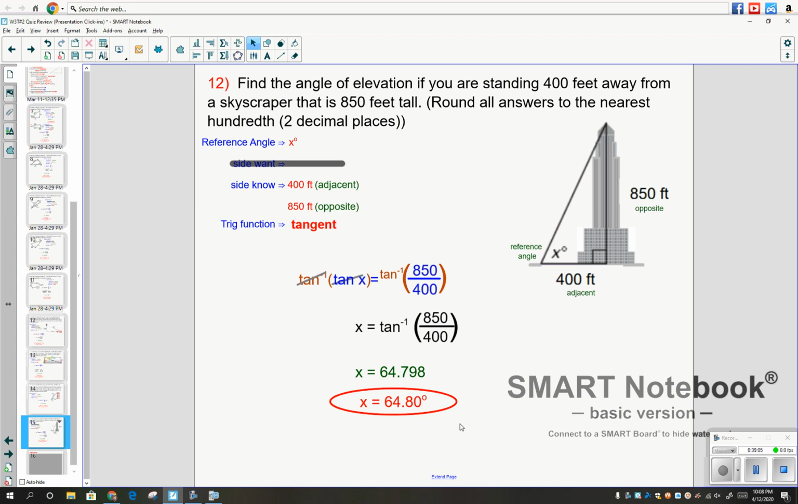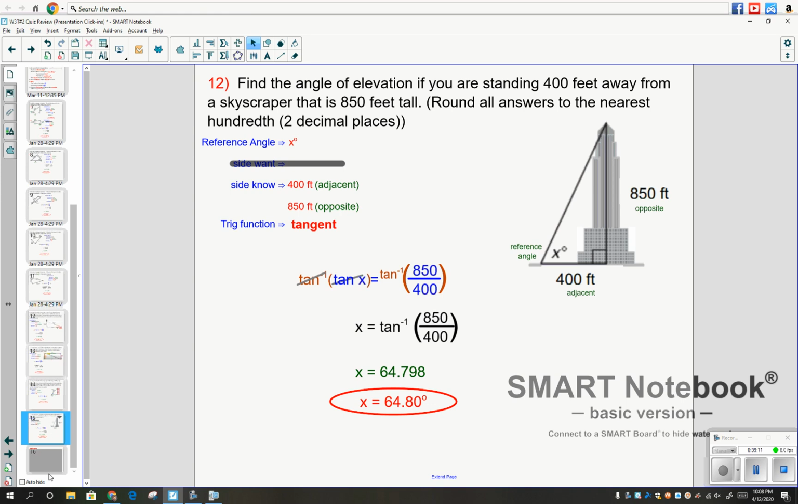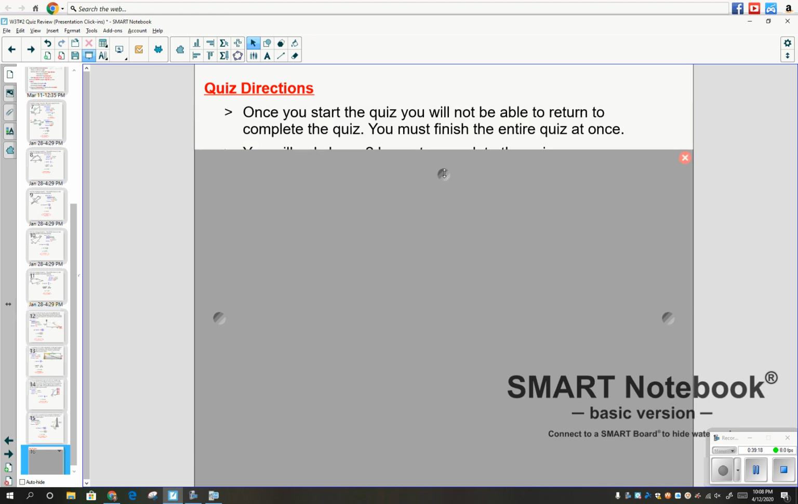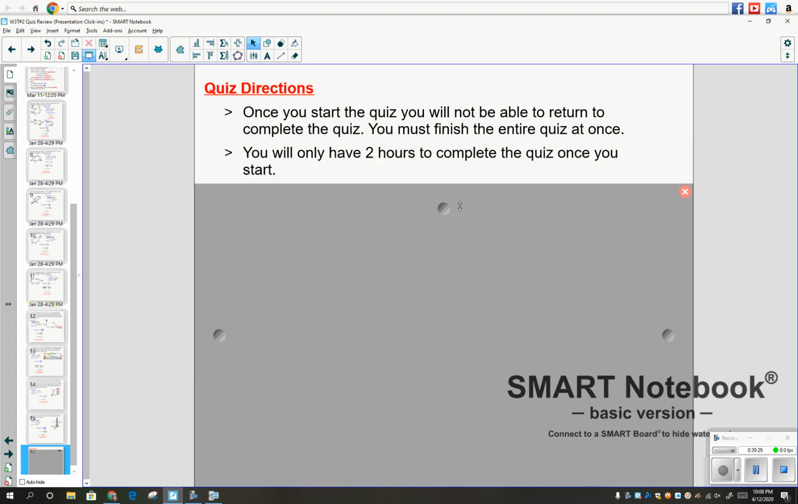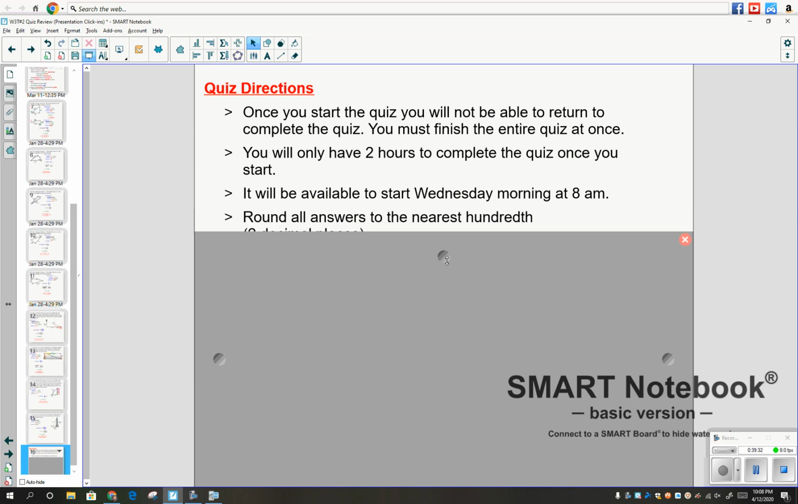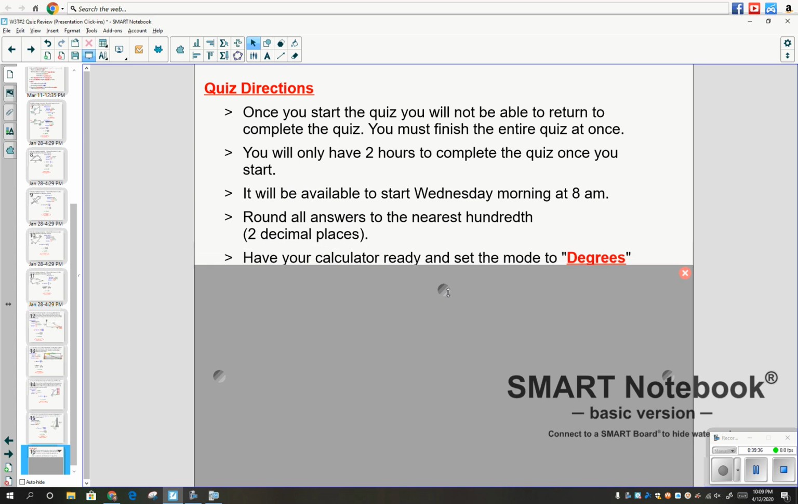So that is a review of all the problems on the quiz review. If you can do all of those and understand them, you will be in perfect position for the quiz. Again, the directions for the quiz. Once you start it, you're not going to be able to go back in and return it. You must finish the entire quiz at once. You only have 2 hours to complete the quiz once you start it. It will be available starting Wednesday morning at 8 a.m. Round all answers to the nearest hundredth, 2 decimal places.